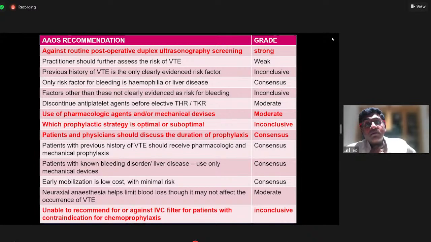Now, they could find only moderate evidence for any of the pharmacological agents or the mechanical devices, including aspirin. They found absolutely no evidence to suggest that one prophylactic strategy is superior to the other, including low molecular weight heparin or the orals or aspirin. And what they suggest is that the decision on prophylaxis should be taken by patients and physicians in consultation with each other. More importantly, when it came to the use of IVC filters, they could not come to a conclusion at all as to whether there is any reason to use these IVC filters at all.